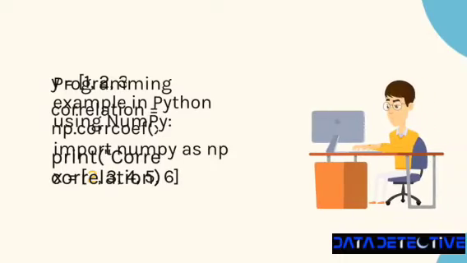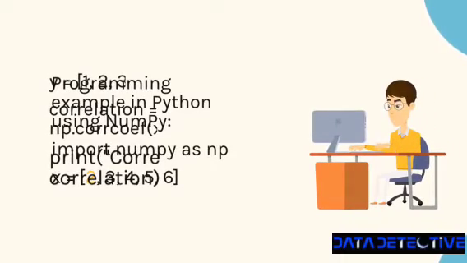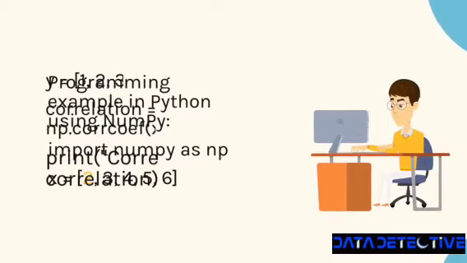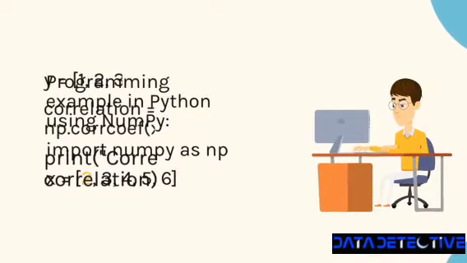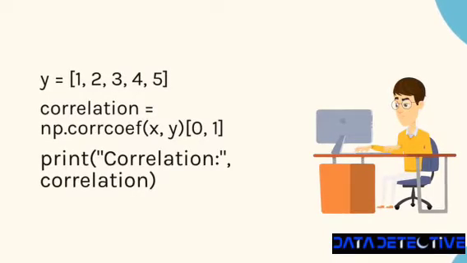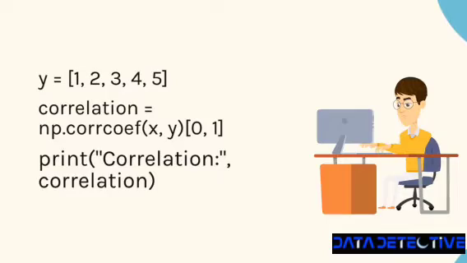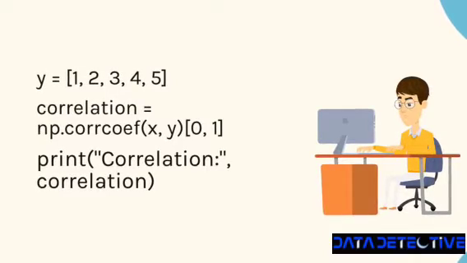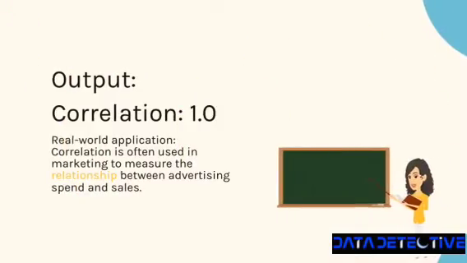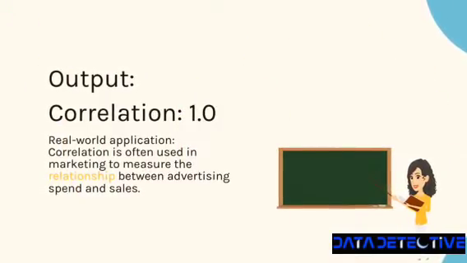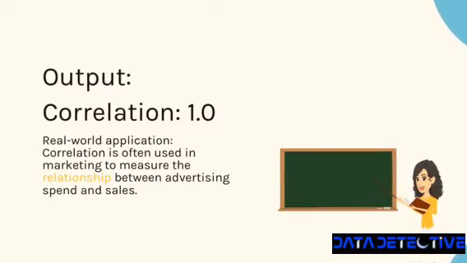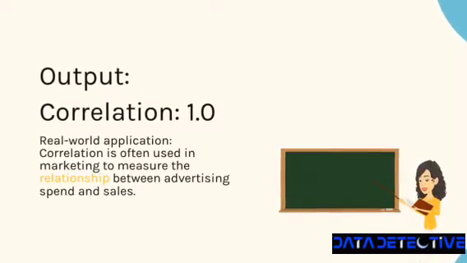Programming example in Python using NumPy. Import numpy as np. x equals 2, 3, 4, 5, 6. y equals 1, 2, 3, 4, 5. correlation equals np.corrcoef(x, y)[0, 1]. print(correlation). Output: Correlation, 1.0. Real-world application. Correlation is often used in marketing to measure the relationship between advertising spend and sales.